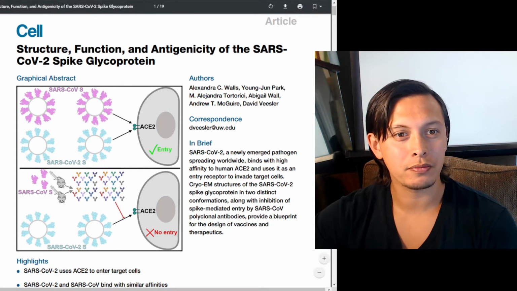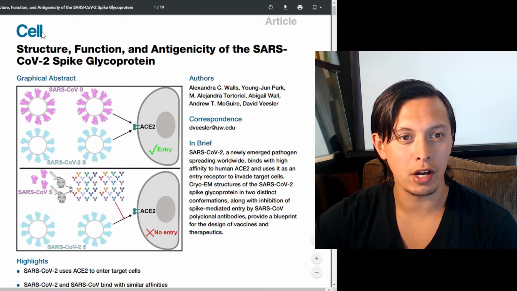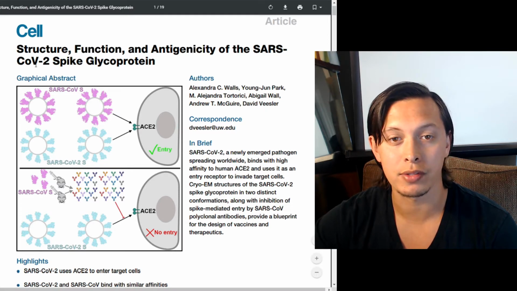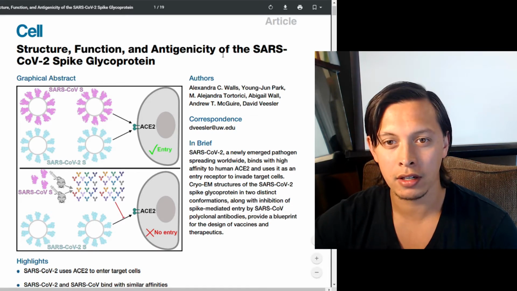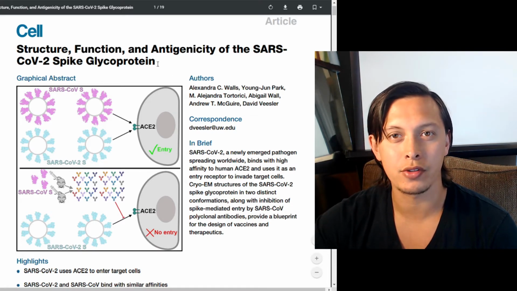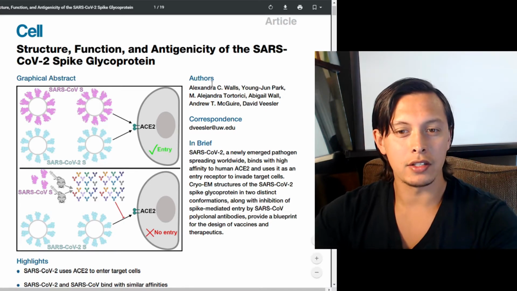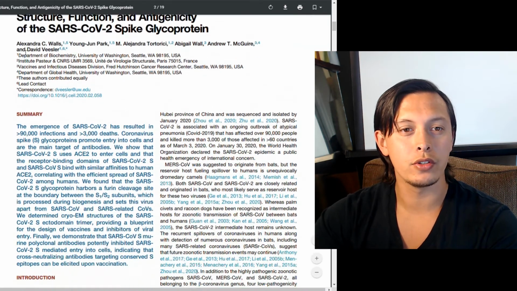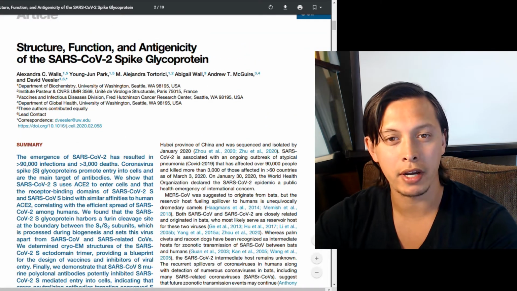So today I'll be reviewing this Cell paper, the structure, function, and antigenicity of the SARS coronavirus 2 spike glycoprotein. And I will leave a link for this paper down in the description below. So let's start. Structure, function, and antigenicity of the SARS-CoV-2 spike glycoprotein.